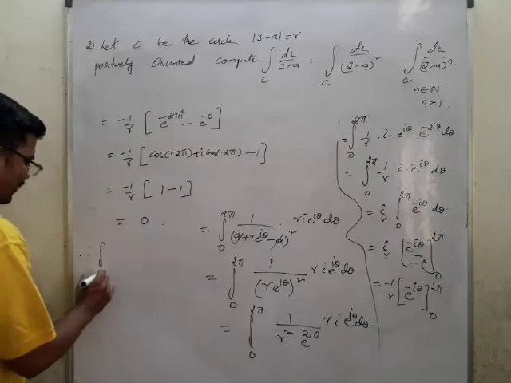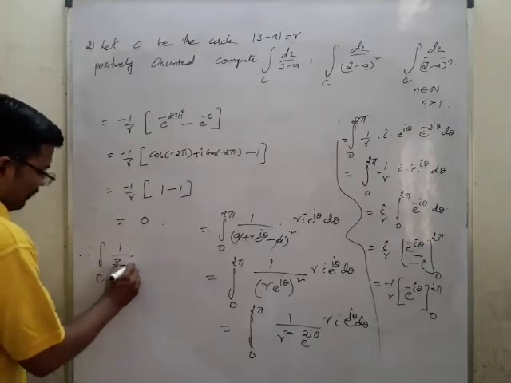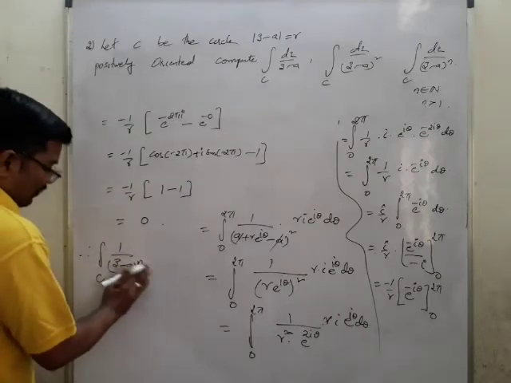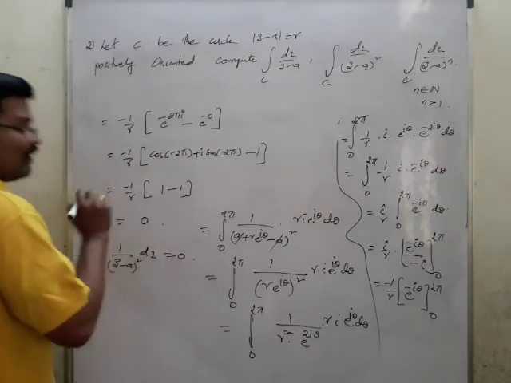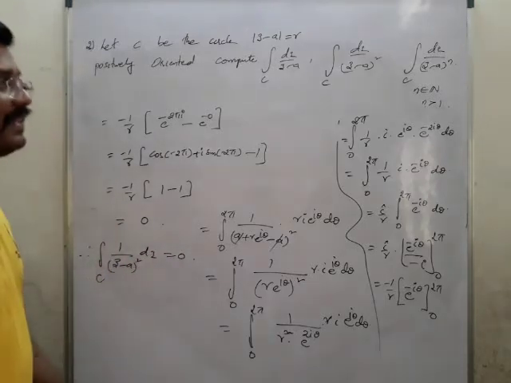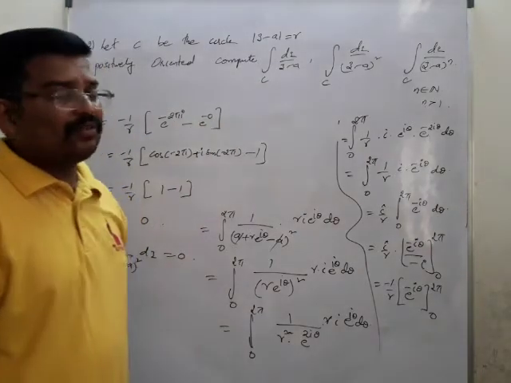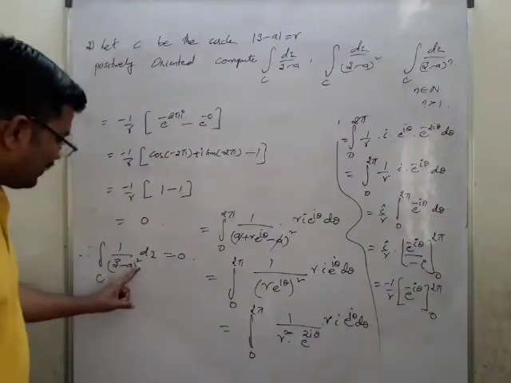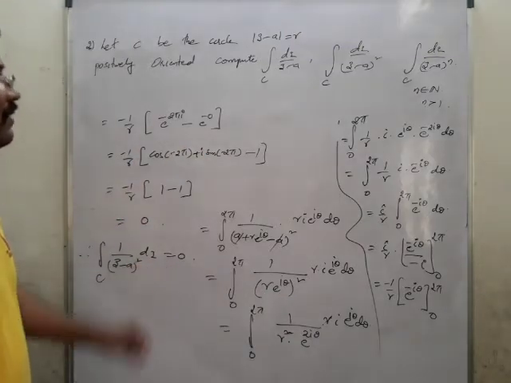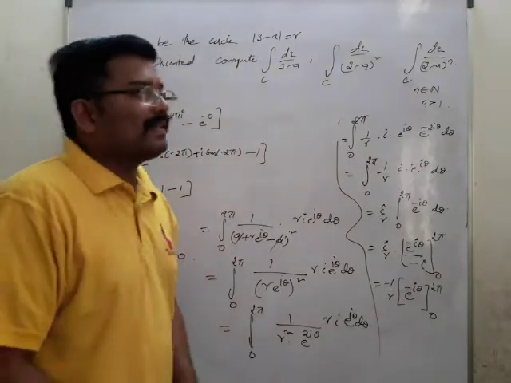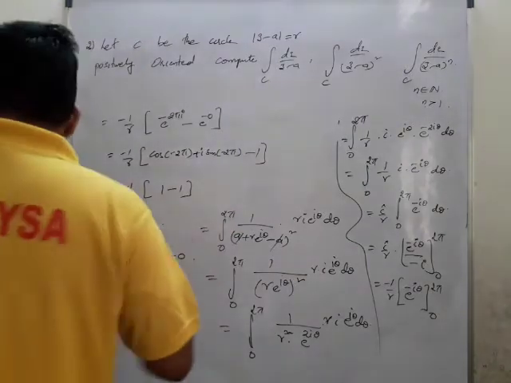Therefore the integral over C of 1 by (z minus a) whole power 2 dz is nothing but equal to 0, you got. The first one you got as 2 pi i. Now this is n greater than 1. For n greater than 1 you got 0. So for n also it will be 0. That will prove it for n also in the same manner.